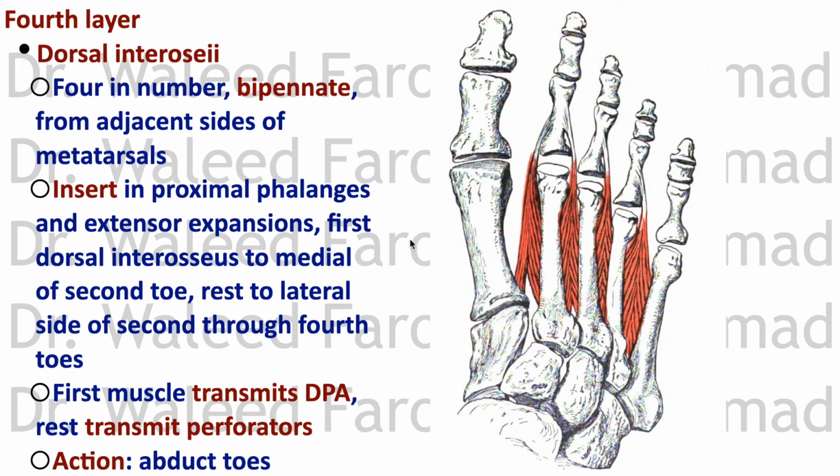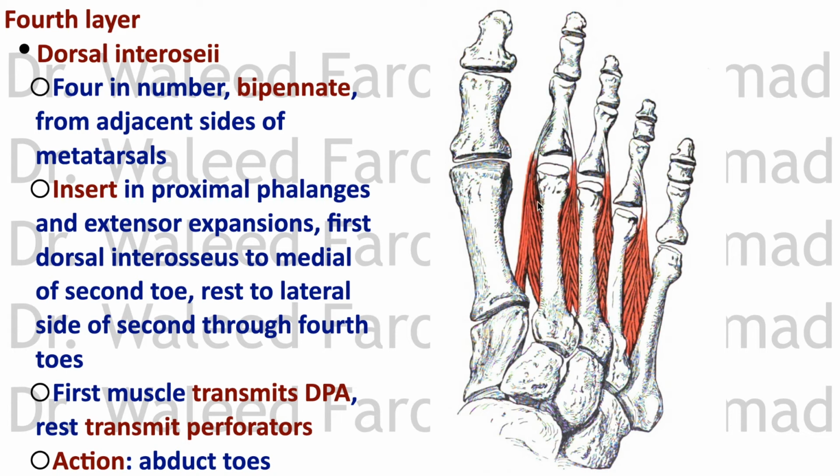The fourth layer, we have the interossei, the dorsal and plantar interossei. These are the dorsal interossei. Now, they are 4 in number. I don't want you to learn the attachments by heart. It's hard to learn all these attachments together with the plantar interossei without getting confused. But use some rules and understand the attachments.